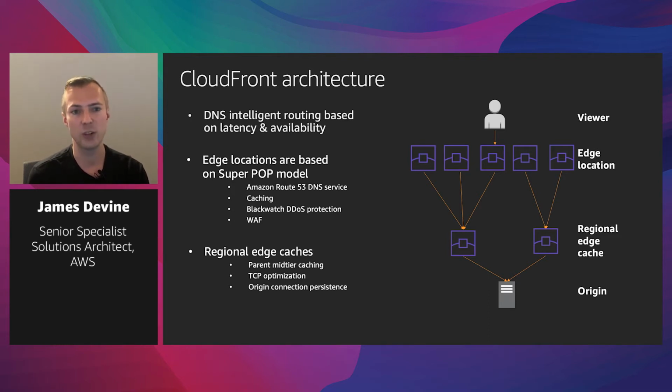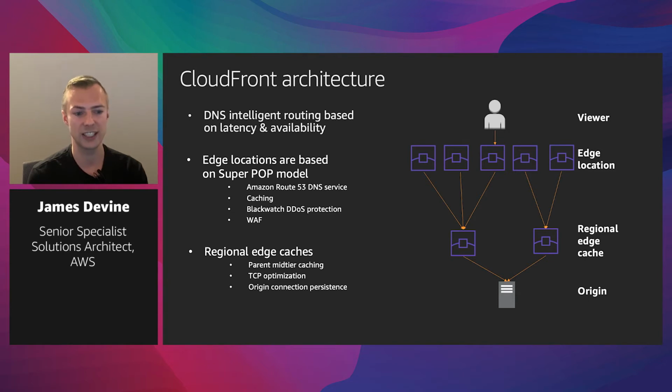So we have our Route 53 DNS service. That's where we do our first tier of caching. We have Blackwatch DDoS protection. So through AWS Shield, we're able to block some volumetric UDP traffic and typical types of DDoS mitigation that would be quite difficult to do without a service like this. And then we also have WAF, our web application firewall. So if you tie a WAF rule set with the distribution, we can perform that filtering right at the edge.